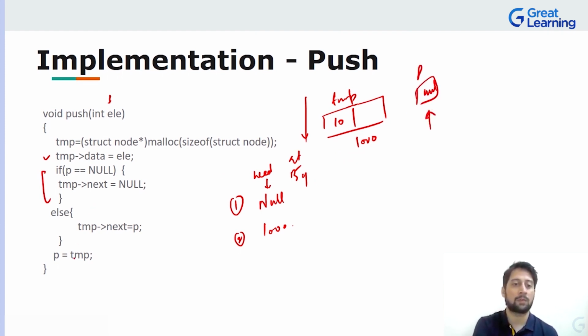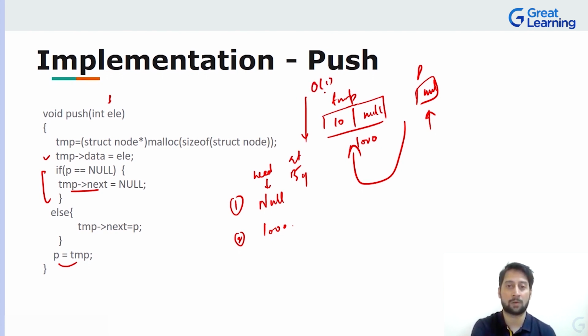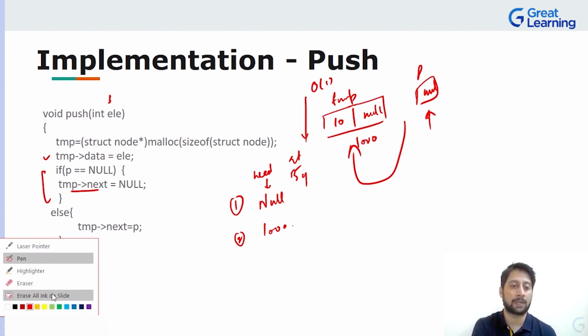So then what we will do, we'll just update our p to temp. So p is now this temp, and that's it. Okay, and we are also initializing this next part to null because there are no such nodes. Okay, so we have implemented this push operation in a constant amount of time. Done. Now what if there are multiple nodes?